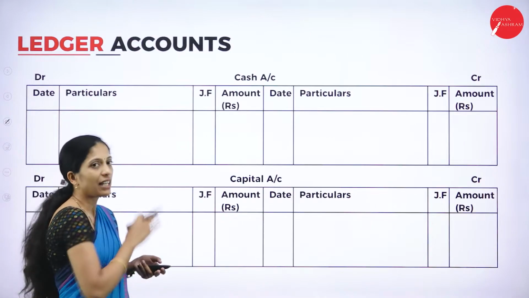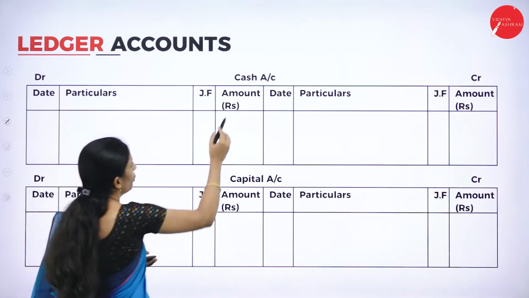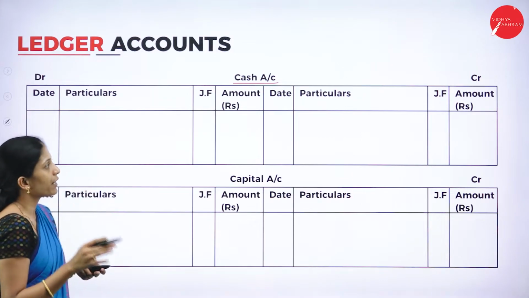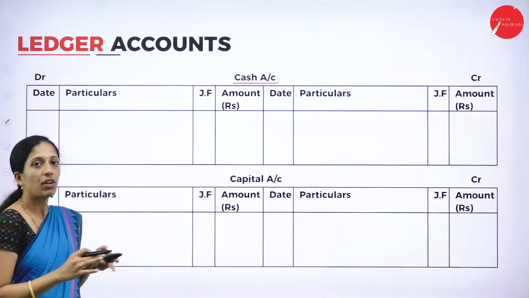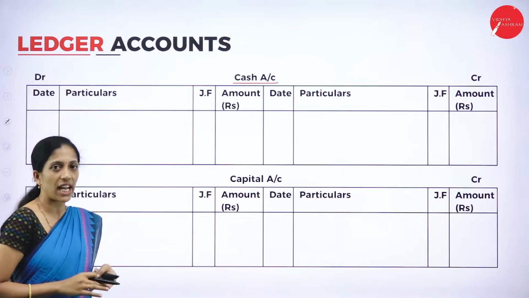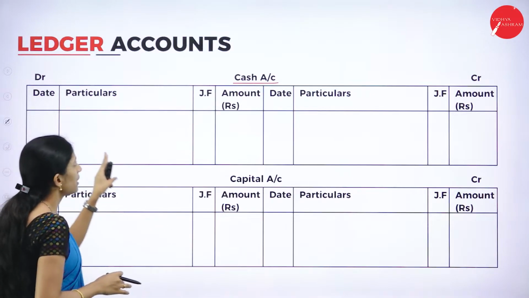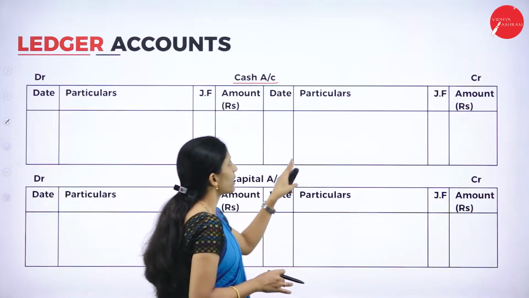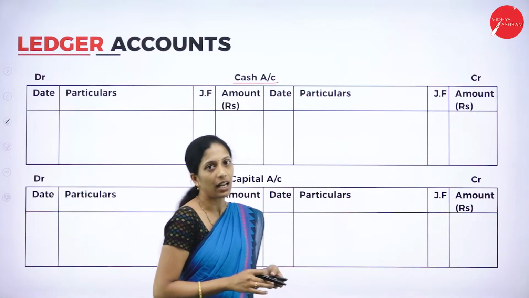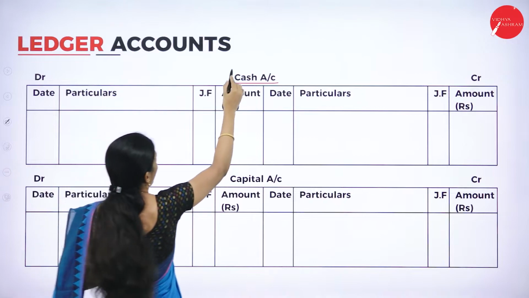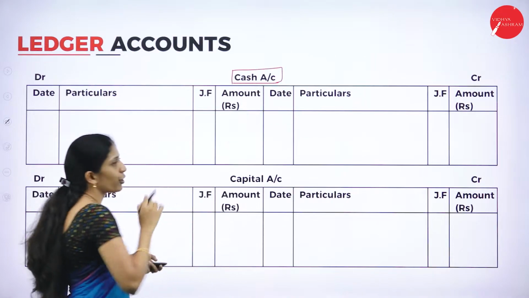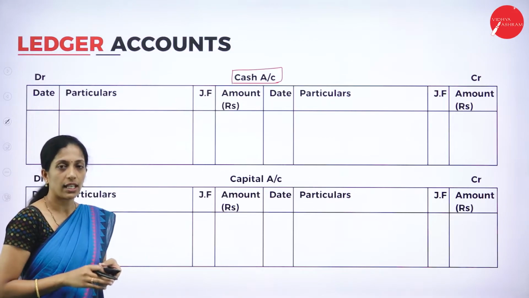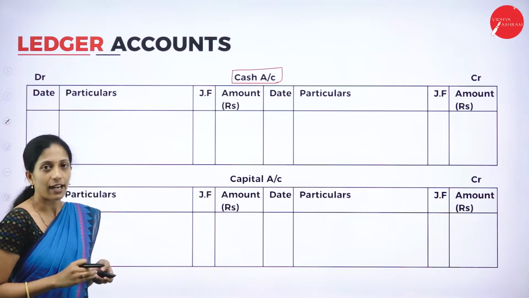Now we shall prepare the ledger account. First we shall go through cash account. So the name of the account is what? Cash account. And you know the format of ledger. We will be having debit as well as credit side. Under debit side, date, particulars, journal folio, amount, and a credit side also date, particulars, journal folio and amount. Now first we shall prepare this cash account. So in order to prepare the cash account, what you have to do? We have to see our journal and find out where our cash account is.